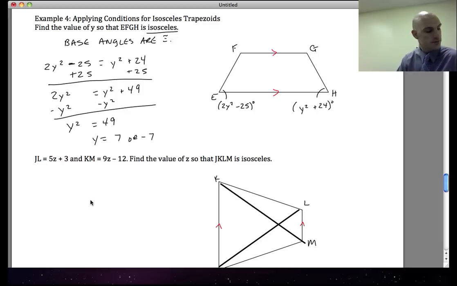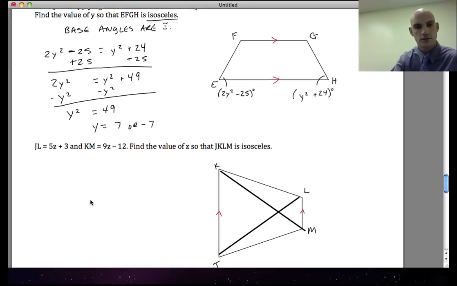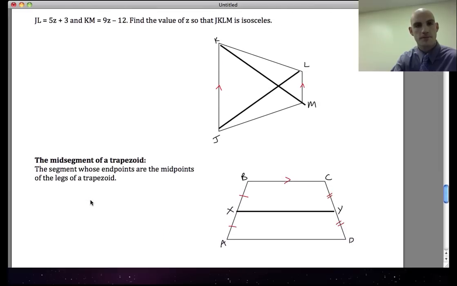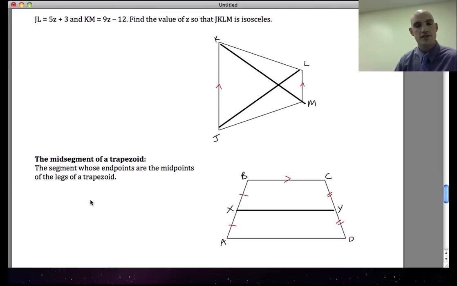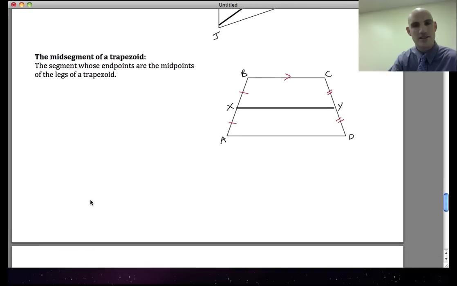I would like for you to try the next one. Okay? I want you to try this next one. We will talk about it in class. I will give you a hint. You're going to use the properties of the diagonals of a trapezoid to find the answer to this problem. Alright, let's talk about our last piece.